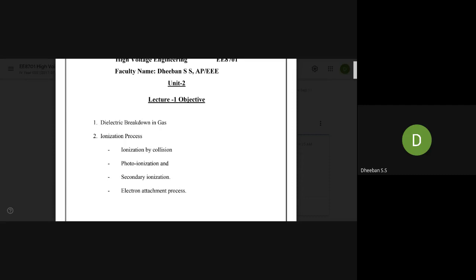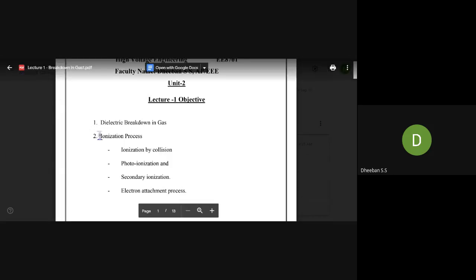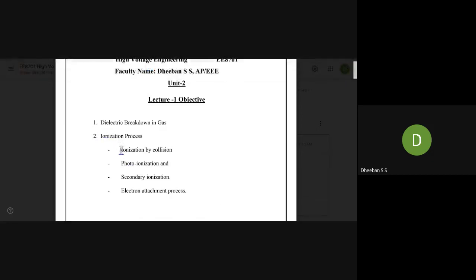So we'll be seeing, with respect to that, how the dielectric breakdown occurs in gas, followed by the processes. Mainly it is due to the ionization process. This ionization process includes these 4 points: ionization by collision, photoionization, secondary ionization, and electron attachment process. These 4 you have already studied in your 12th standard chemistry. You just have to recall it. That's all.